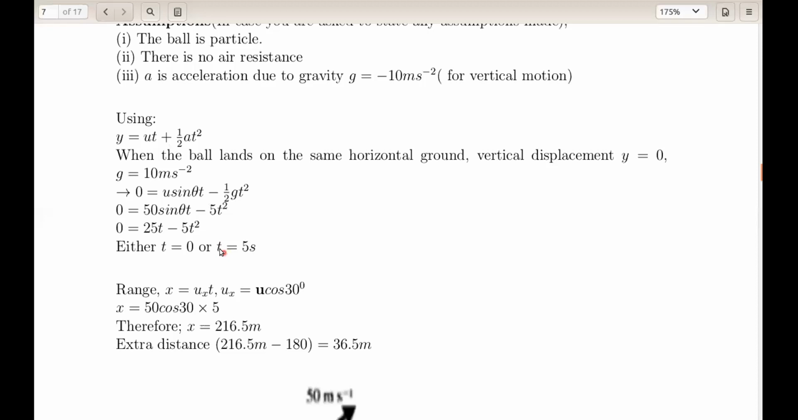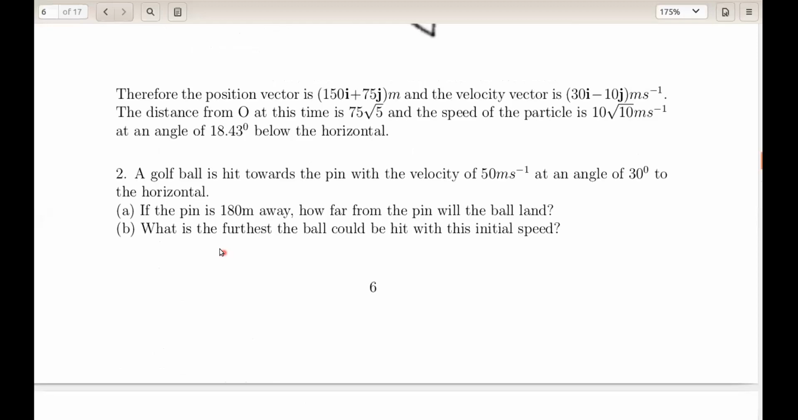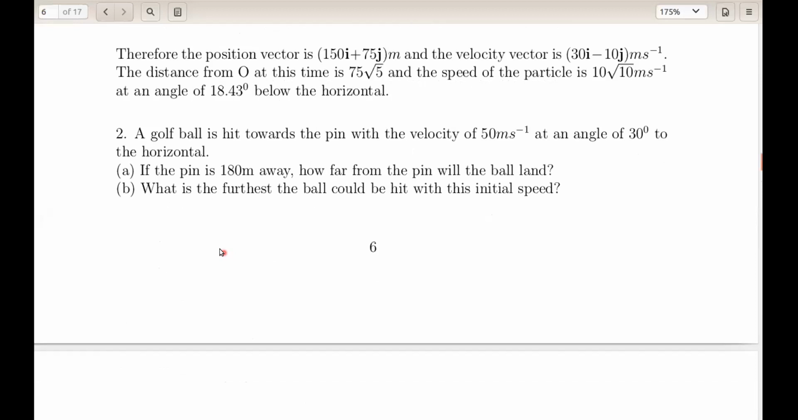Let me go back to the question I noted also. The initial velocity is 50 meters per second. Then our angle is, the other time we told you that it's not always theta. You can call the angle another letter. Sometimes they can mention alpha, beta, gamma, lambda. So don't lock yourself in using theta alone.